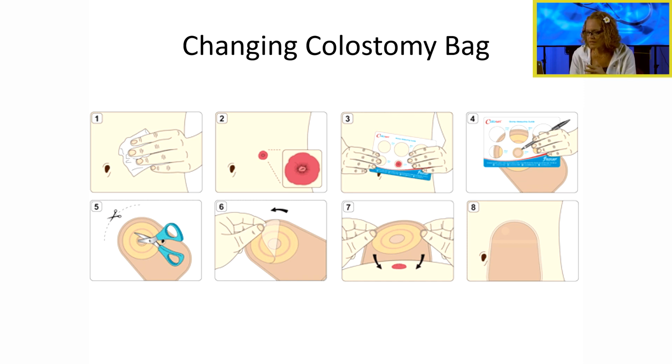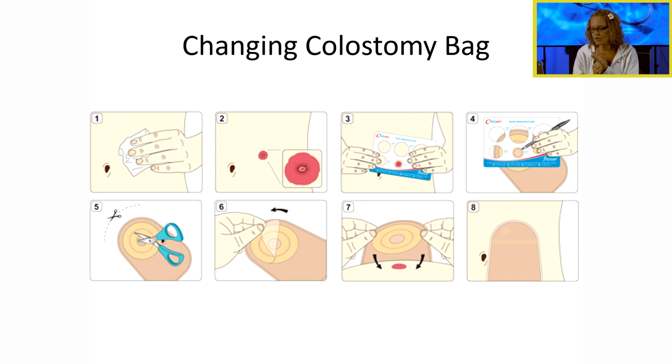So here we see the steps of changing a colostomy bag. We can see that we want to make sure that the outer skin is clean. We want to look at the colostomy itself, and we want to make sure that the stoma is nice and beefy red. That tells us that there's good blood supply to the stoma and that it's a healthy stoma. So we want to observe the stoma.